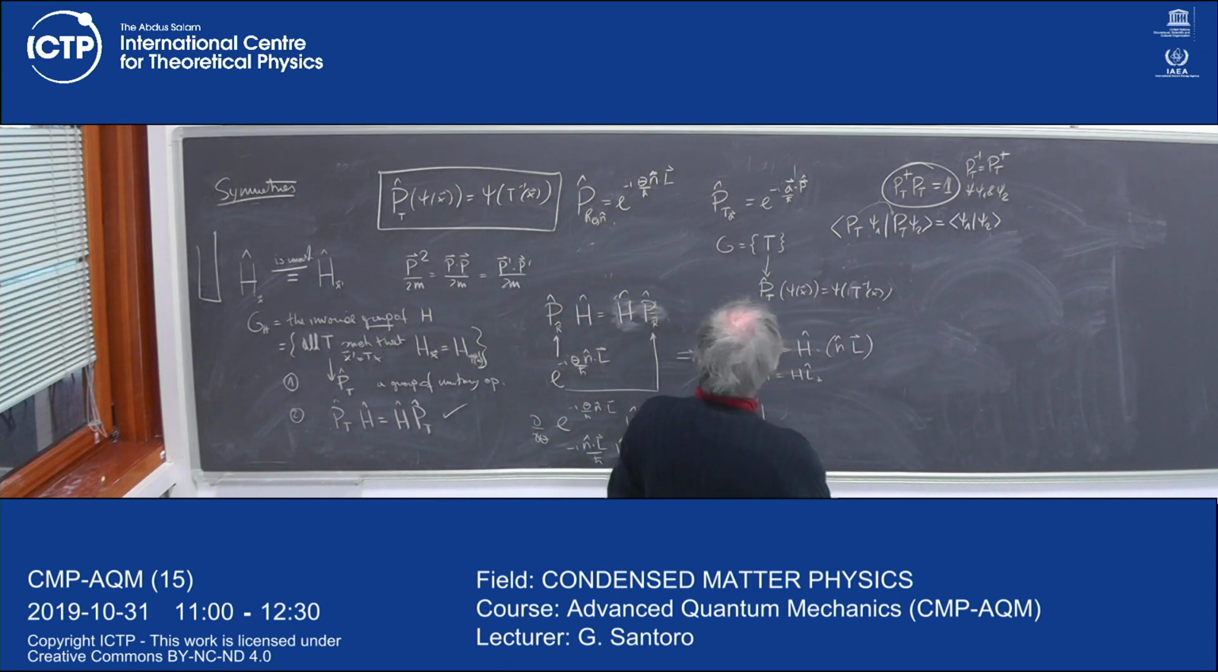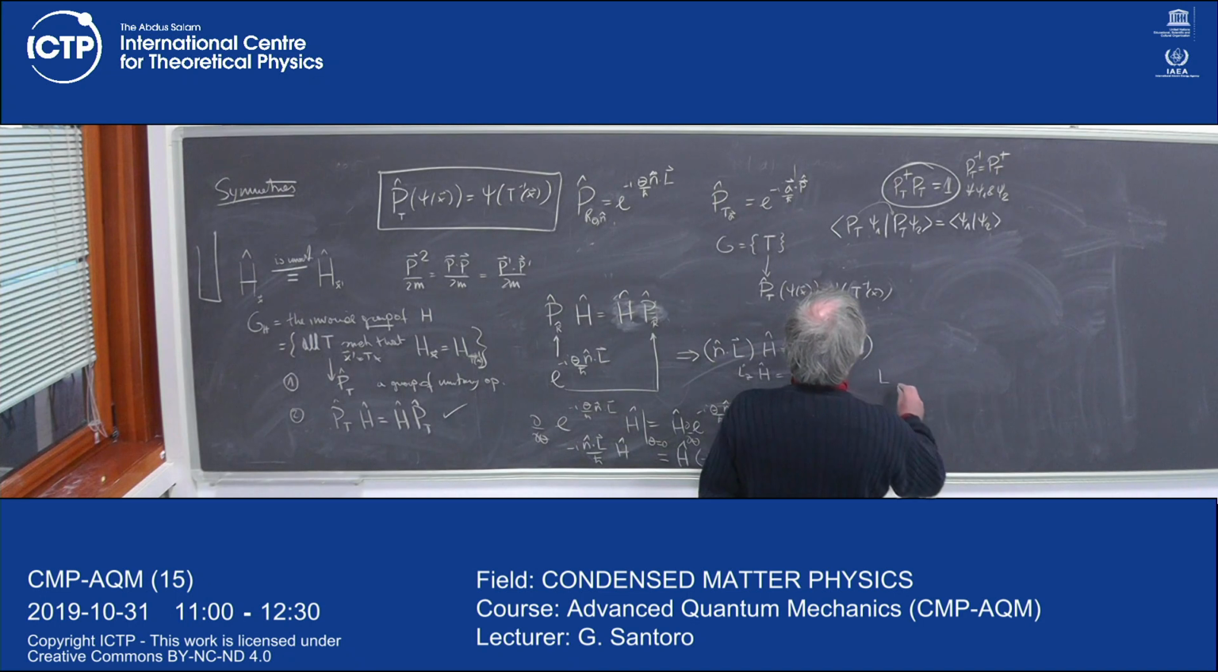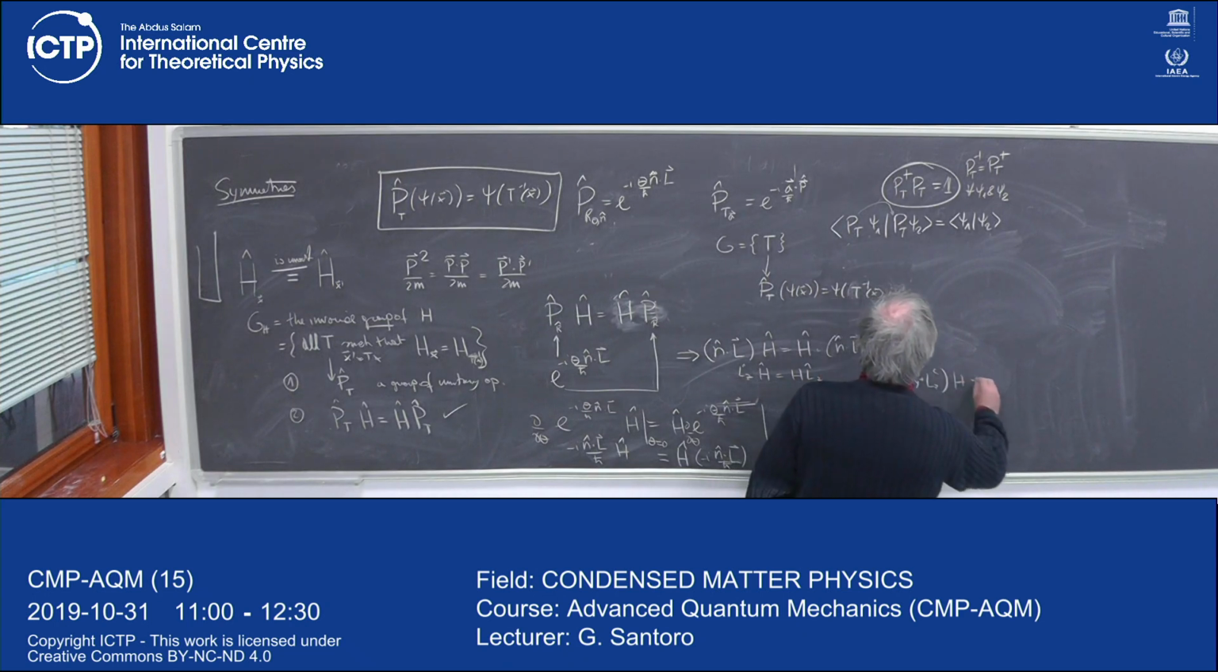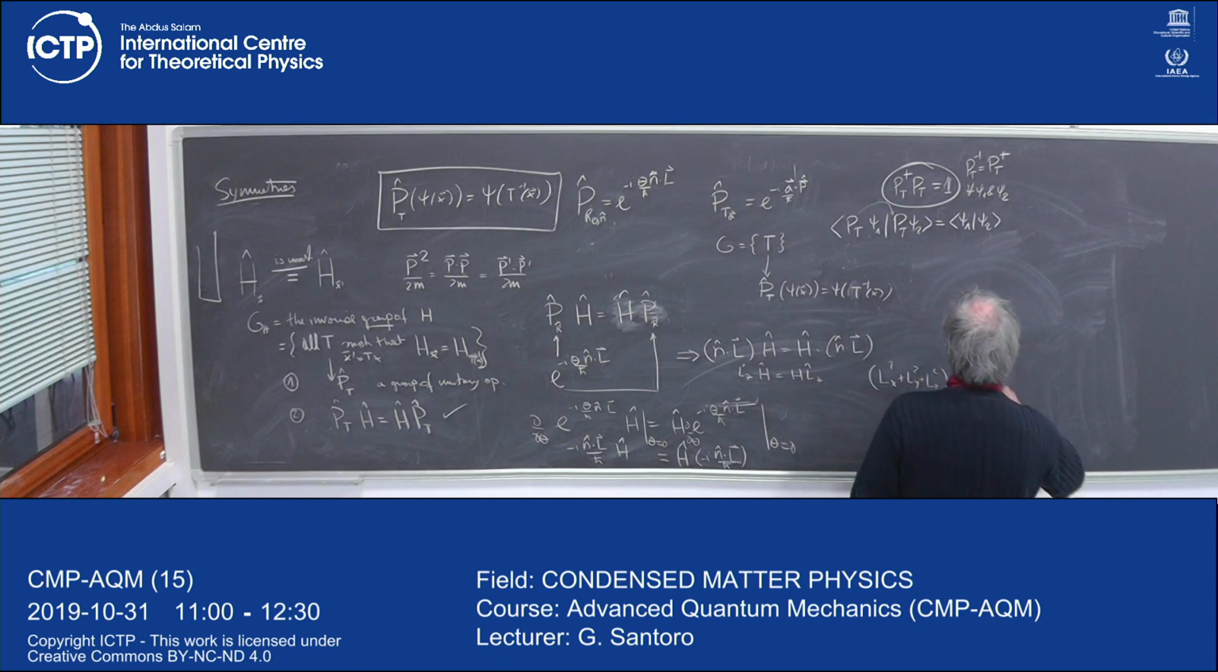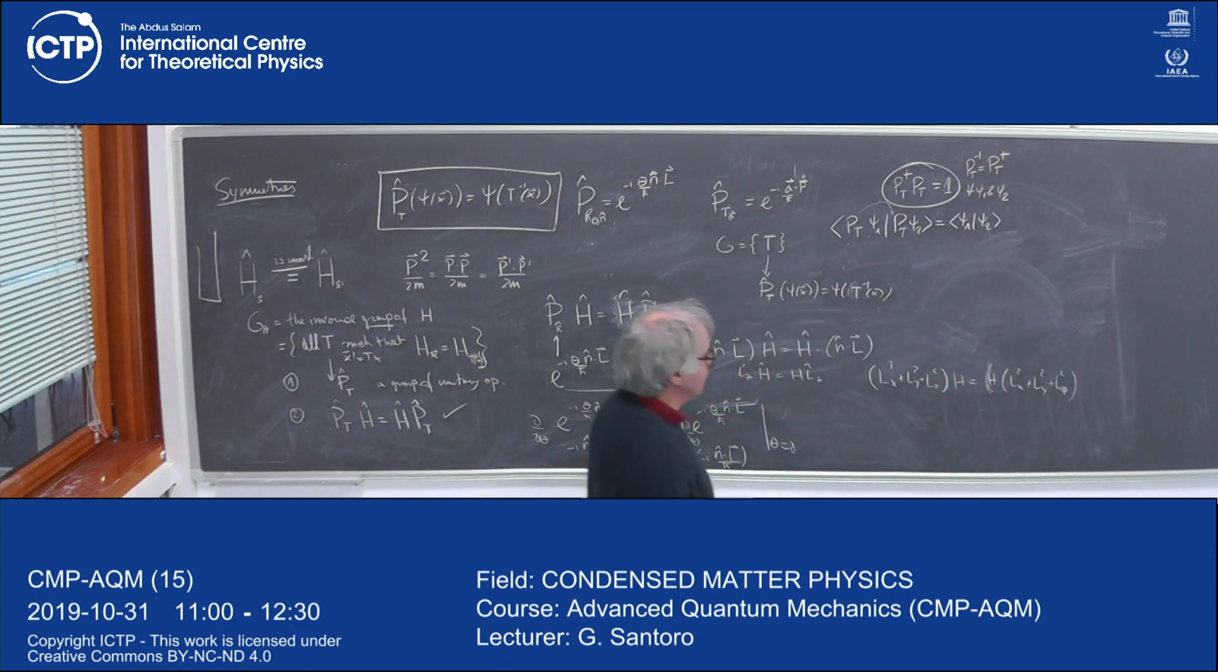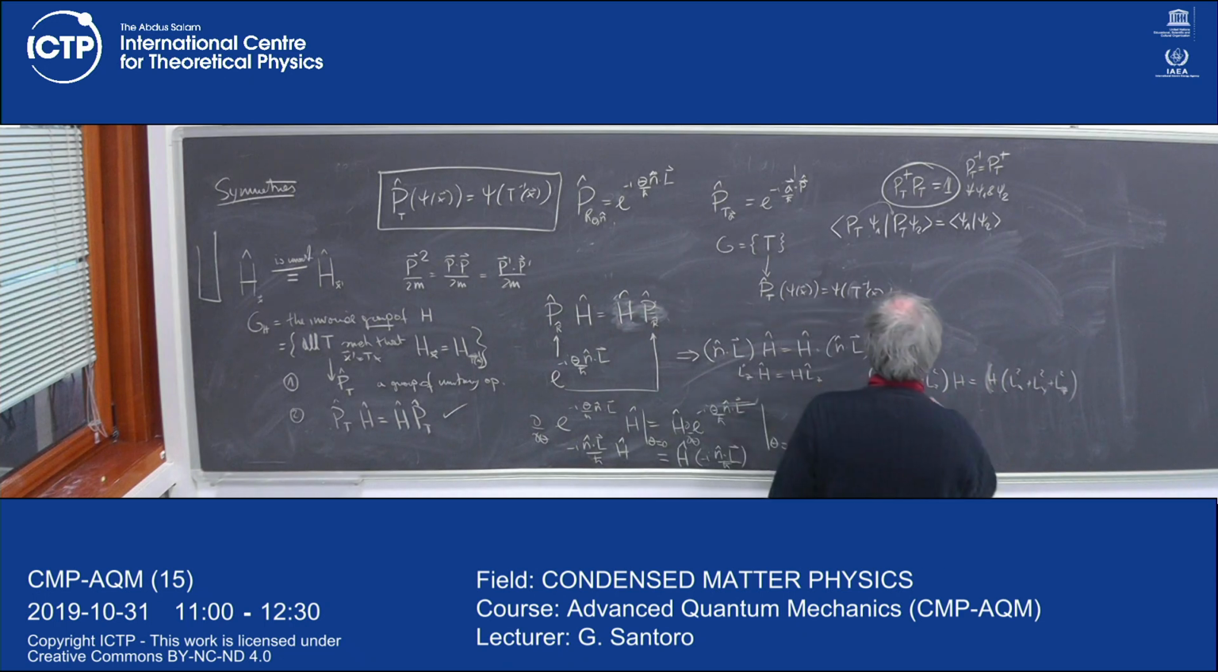But what about LX squared plus LY squared plus LZ squared? Can you show that this commutes with h? Of course, right? Because if the individual terms commute, then obviously you can prove that L squared commutes with h.